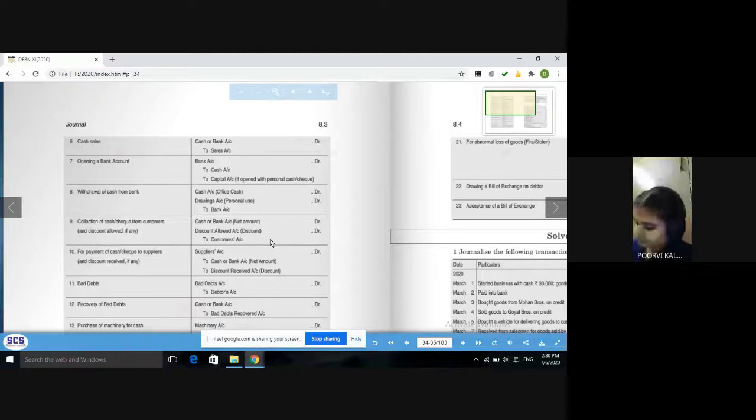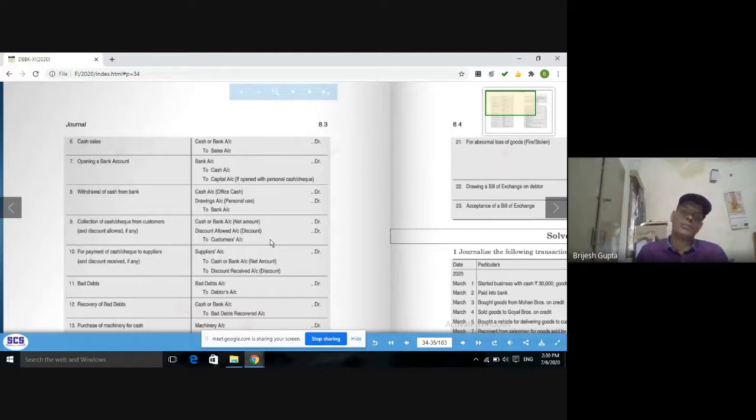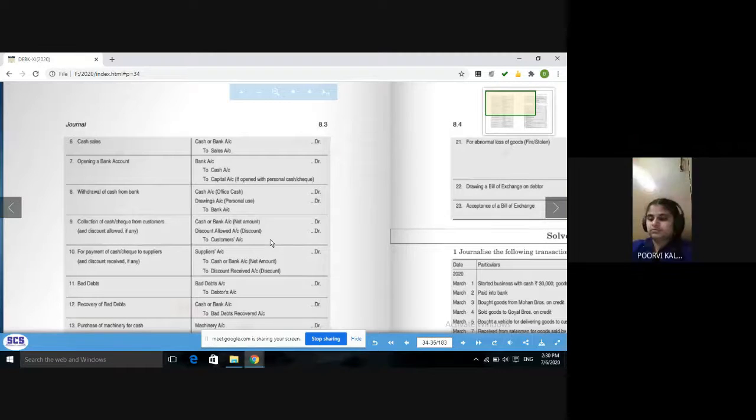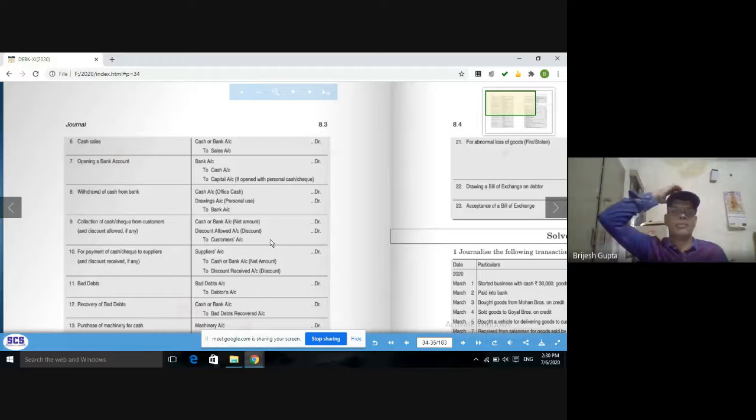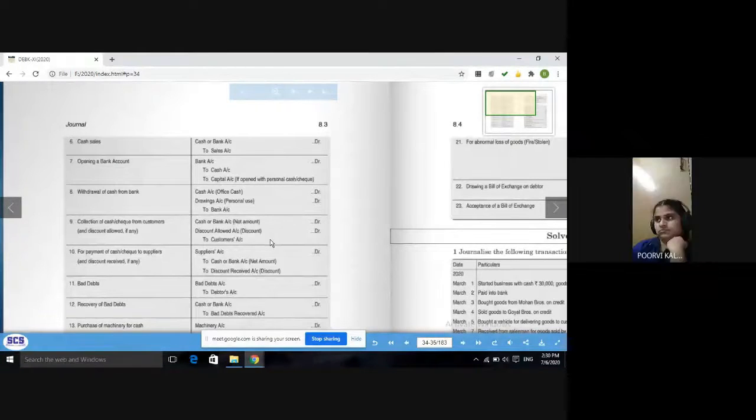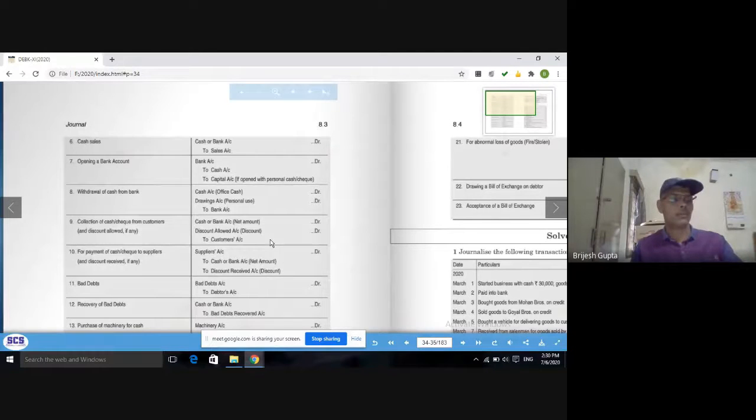Yes, sir. Now see, is the first entry clear to all of you? That is for starting or commencement of business. That is cash account debit, or in case other assets are also there, then cash account debit, land, building, machine, furniture, whatever it is, debit to capital account. That is the entry for commencement or starting of a business.